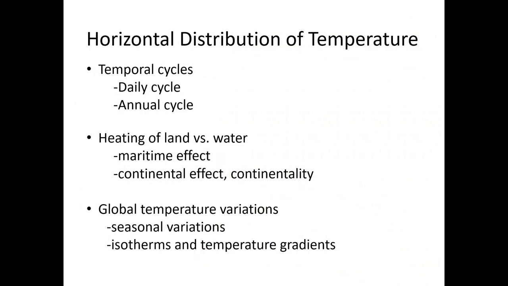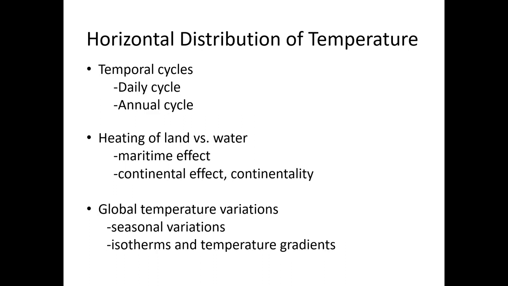There are natural cycles that the temperature on Earth goes through. They're temporal cycles, based on daily activity. There's the daily cycle of heat. It gets warmer during the day and cooler at night typically. And then there's the annual cycle of temperatures getting warmer in the spring and summer and cooling off in the fall and winter.